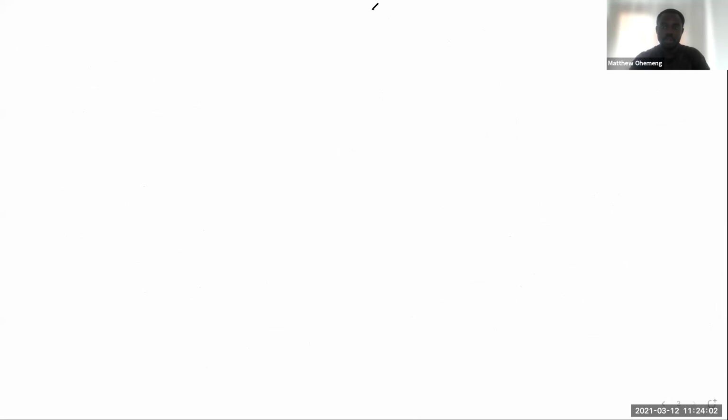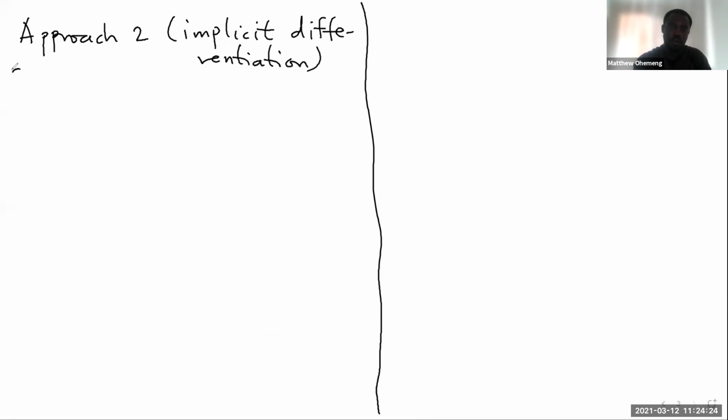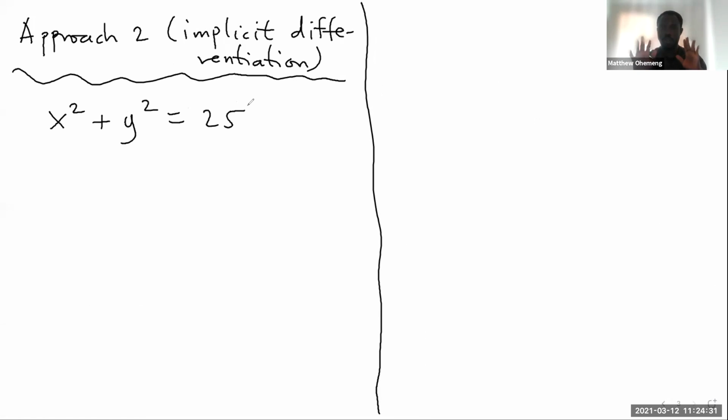Okay, so now for the implicit, this is approach 2, implicit differentiation. So for implicit differentiation, we have s squared plus y squared equal to 25. So this is what you're going to do. The first thing you have to do is just do d over dx of both sides.